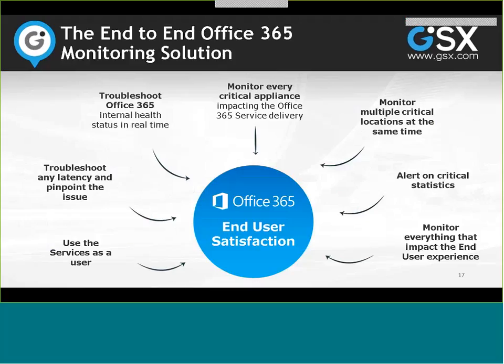So what I'm going to do is conclude the monitoring section by explaining how it comes down to end user satisfaction. First, we can test the service as a user would. We can troubleshoot latency and pinpoint where issues are coming from. And GSX has that centralized dashboard for incidents taking place on the Office 365 portal. But you can also ultimately monitor the entire cloud infrastructure that impacts the Office 365 delivery while comparing multiple critical locations at the same time. You're also going to be collecting alerts on critical statistics and get the full picture of monitoring everything that's really impacting your end user experience.